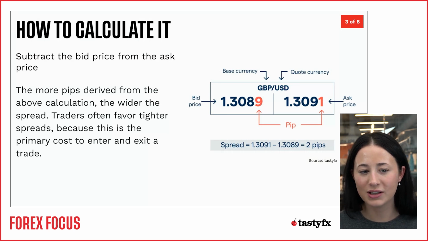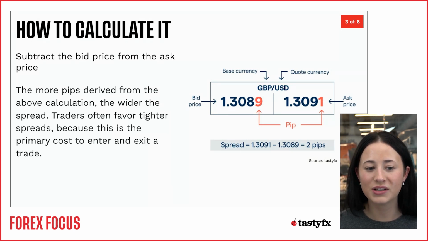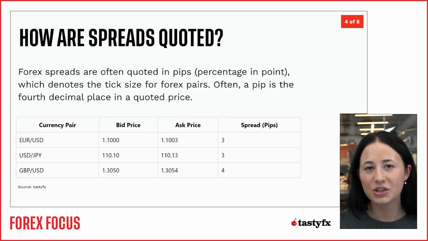So how do we calculate spreads? To calculate a spread, you're going to subtract the bid price from the ask price. The more pips that are derived from the above calculation, the wider the spread is. Traders tend to favor tighter spreads because this is the primary cost to enter and exit a trade. An example of this would be the British pound and the US dollar. In this instance, the British pound is the base and the US dollar is the quote currency. When we subtract the bid price from the ask price, we are left with 2 pips, and that is what determines your cost.